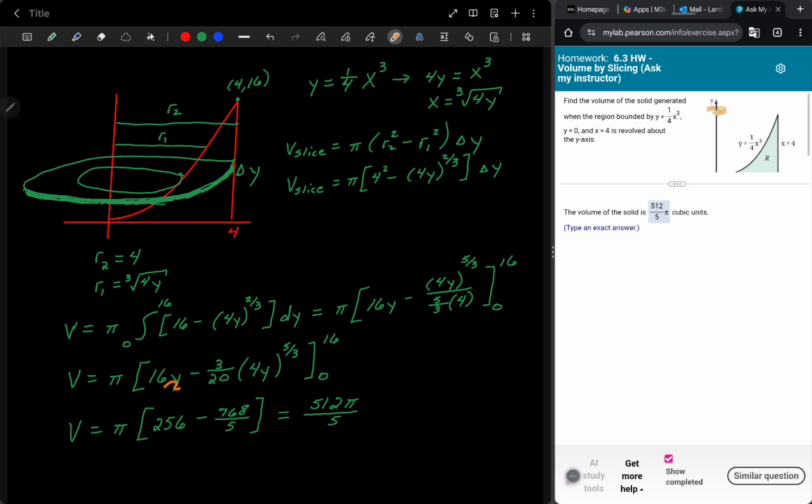When we evaluate at 0, both terms are 0, so the lower limit of integration doesn't amount to anything. Both of these are just from the upper. When I went to my calculator and said 256 minus 768 over 5, we got 512 over 5. And of course, don't forget to multiply by pi, and we get to our final answer there.